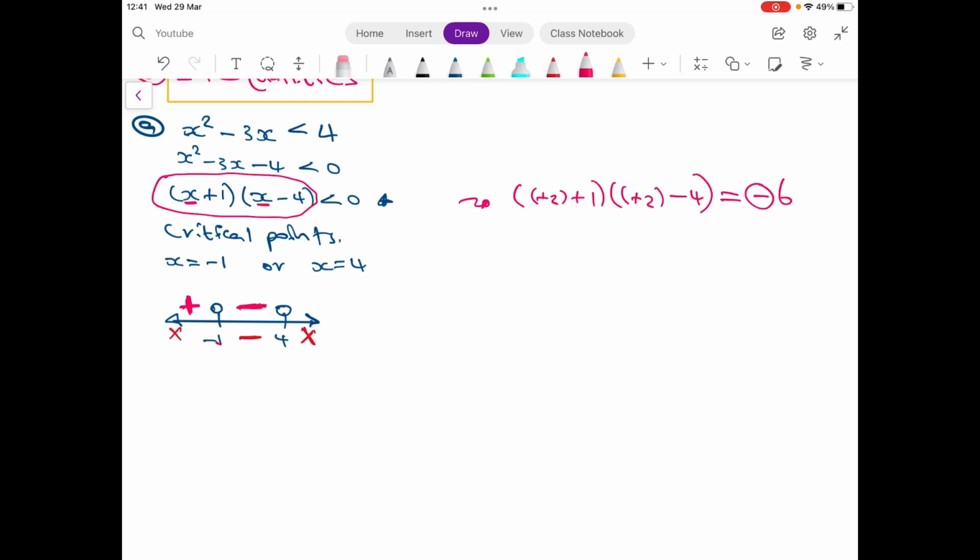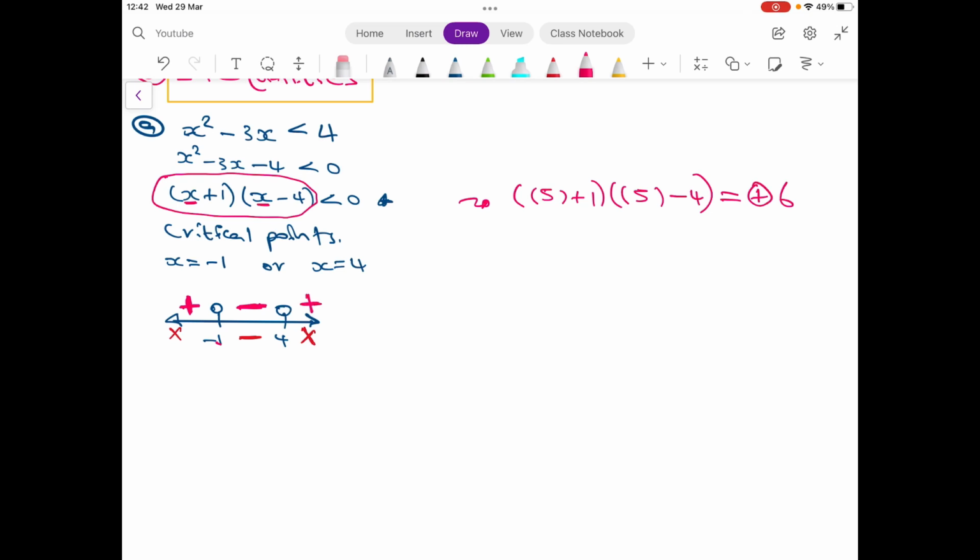Now we look at a value which is greater than 4. We can just take 5. Any value that you would have chosen would have been fine, but I'm not trying to be extreme, so I'm just going to take 5. I substitute that 5 there, and I get a positive 6. So I'm interested in the sign, and that's the sign I'm going to bring here.